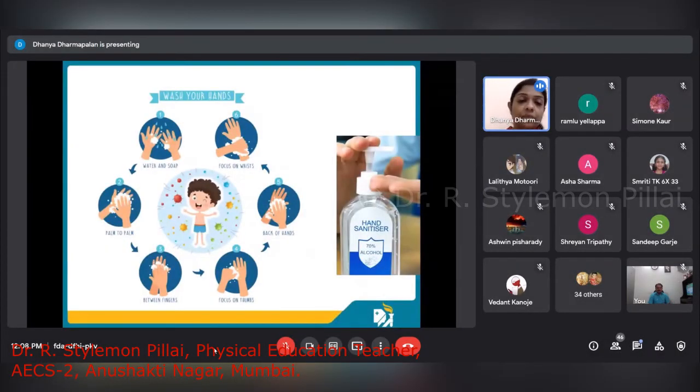And how do you wash your hands? When you wash your hands, it's not just the front of the palms. You should wash behind also and in between fingers. Okay? So that's the way to wash hands. Or you can use hand sanitizer if there is no wash basin nearby. So hand sanitizer also works well.